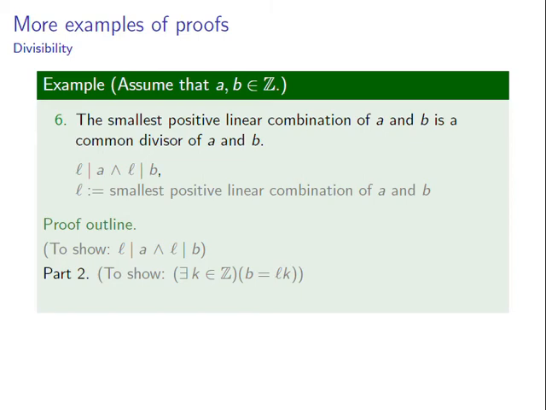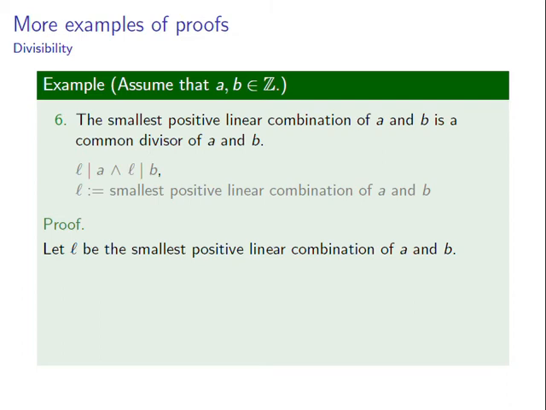Next, we show that L divides b, which is equivalent to the condition that b is equal to the product of L and some integer. The proof of this part uses the same arguments as for the proof of part 1, with the integer a replaced by the integer b. We now give the details of the proof.